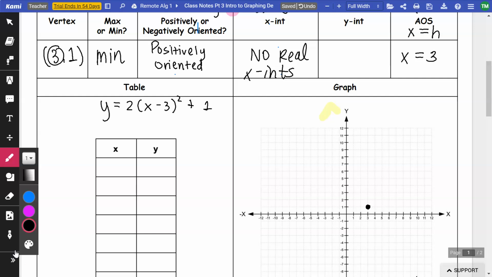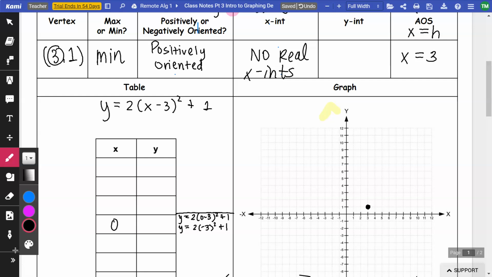So the y-intercept always happens on the y-axis when x equals 0. X is 0 on the y-axis, no matter what the y value is. So if I plug in 0 for x, what do I get for y in this equation? So to find the y-intercept, we're just going to plug in 0 for x. So we're going to have y is equal to 2 times 0 minus 3 squared plus 1. So y is equal to 2 times negative 3 squared plus 1.